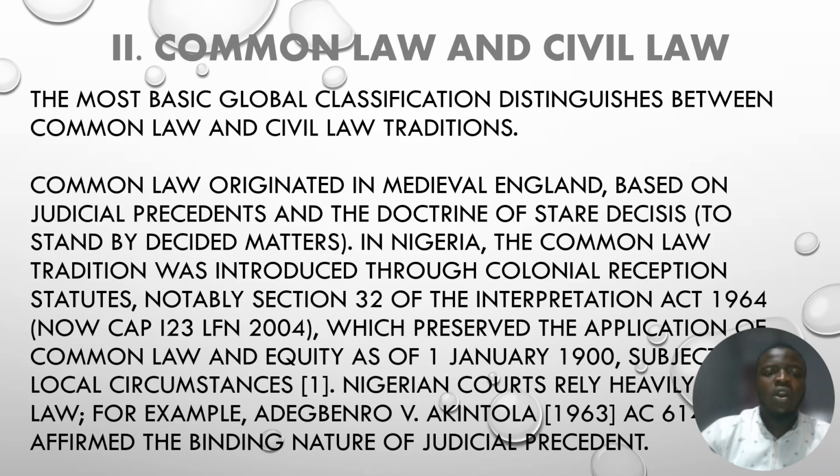So let's go to the notes. Common law originated in medieval England. The meaning of medieval is the middle age between the ancient and the modern, that moment where knowledge started emerging. That's the medieval era. It is based on judicial precedent and the doctrine of stare decisis. Just like I told you, judicial precedent means the decision of a higher court is binding on lower courts. That's what the common law system is. The doctrine of stare decisis means let the decision stand.